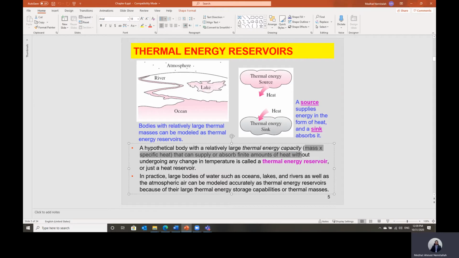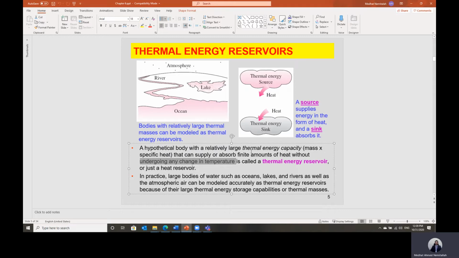Thermal energy capacity is the mass multiplied by the specific heat. So if we have a big system like a river, ocean, lake, or the atmospheric surrounding air, those are big systems with big mass. That means those systems can absorb any finite amount of heat without having a temperature change. So if you reject some hot exhaust gases from the engine of your car into the surrounding atmosphere, will the atmospheric temperature be raised? Will the global temperature be raised because of your car? No. So in this case we can call the atmospheric air a thermal energy reservoir.